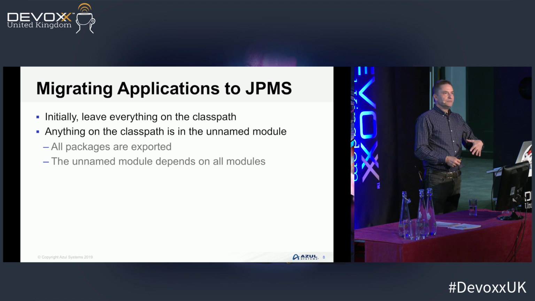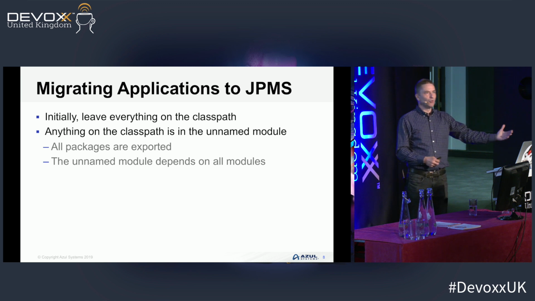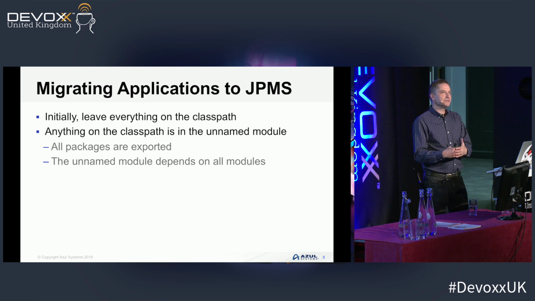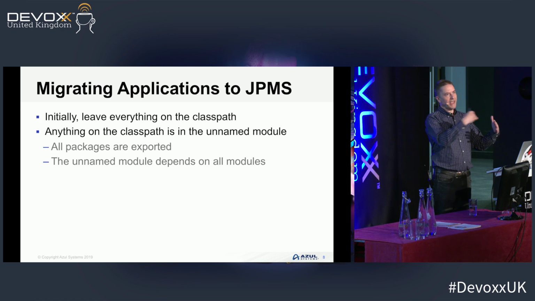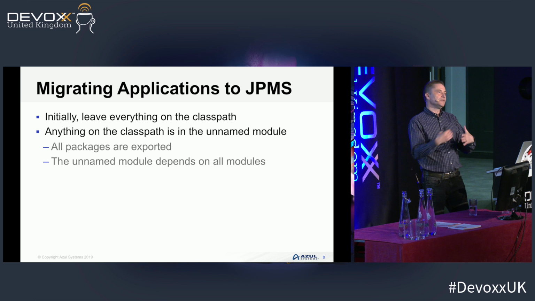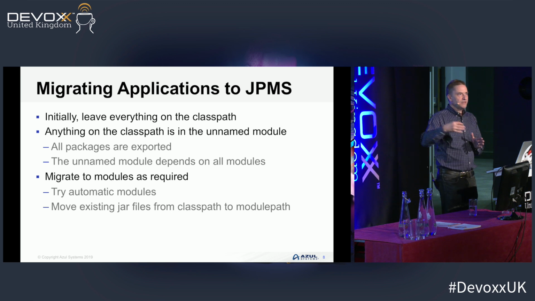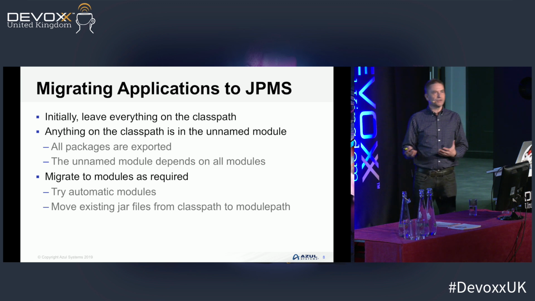How that works with the rest of the module system is that all the packages that you have, public packages on your class path, are exported to everything that's on the module path. And the dependency of the unnamed module is on everything that is on the module path. So there's a two-way integration which makes life very simple. What you can then do is you can migrate gradually to modules if you want to.